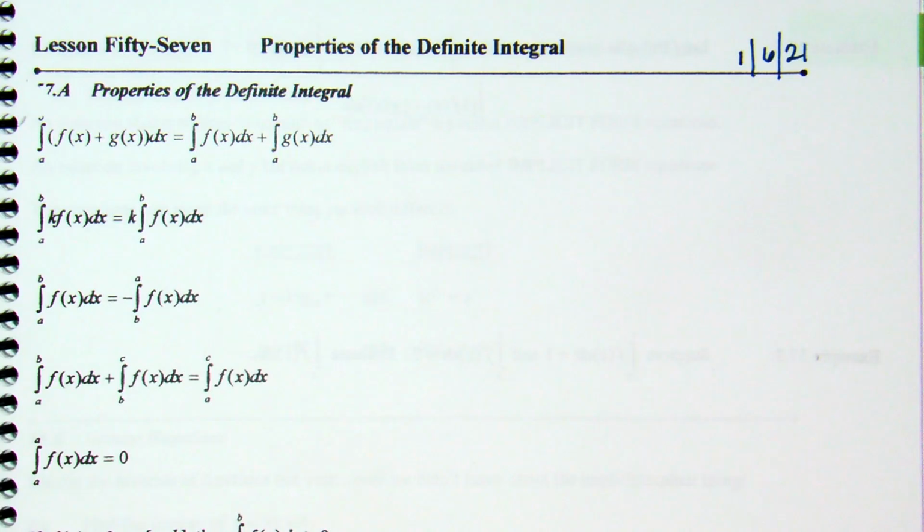Lesson 57, properties of the definite integral. As we were just discussing, there are basically a whole bunch of properties listed on the front page there.